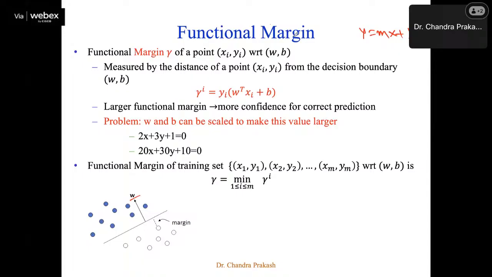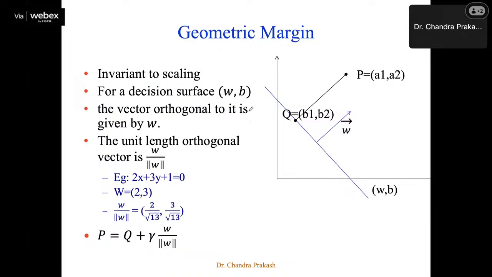But the issue over here is that, let's say my line equation is this, 2x plus 3y plus 1 equal to 0. I can have another same line with different scale, right? For example, I can multiply it by 10, then this one. So this w and b can be scaled to make this value larger. So what we can say is, out of these, the margin that has the minimum value, we will consider as the functional margin. So instead of this functional margin, we go with the geometrical margin.